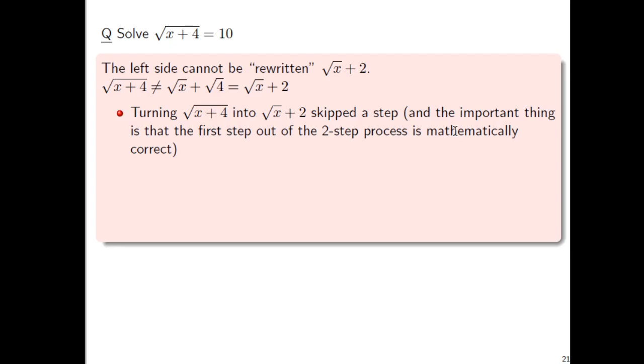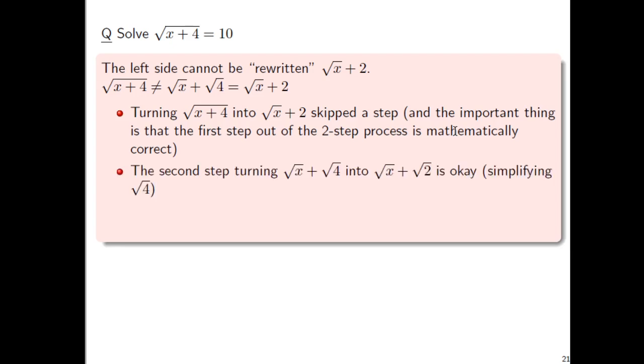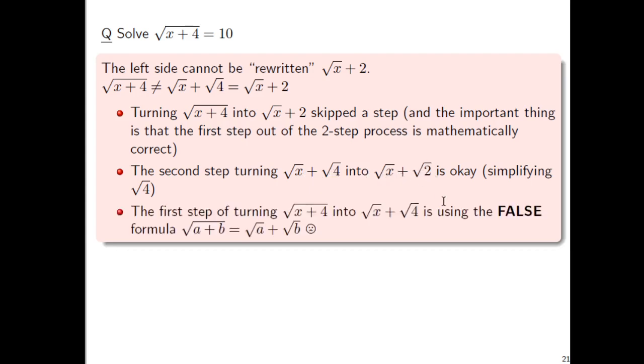So there's a skipping of a step, and it's not about the skipped work. The issue isn't about how much work is skipped. It's that somewhere along the process, in what was skipped, there was a mistake, a real mathematical error. Okay, so turning root x plus root 4 into root x plus a plain old 2, sorry, typo, this would be okay. The real issue is that turning root x plus 4 into root x plus root 4 is a problem. It uses a false formula.